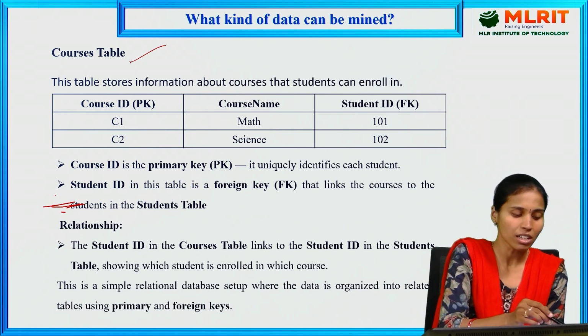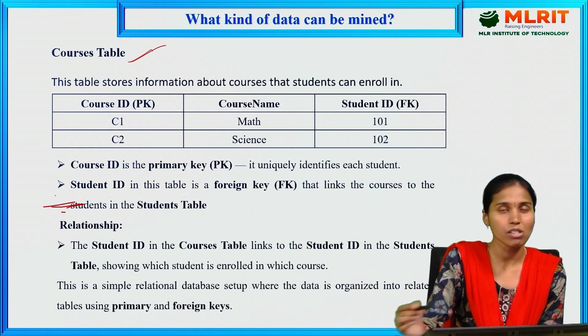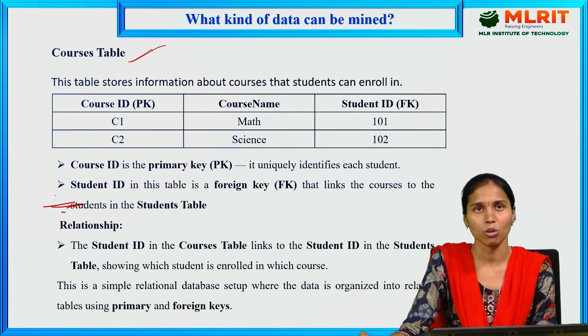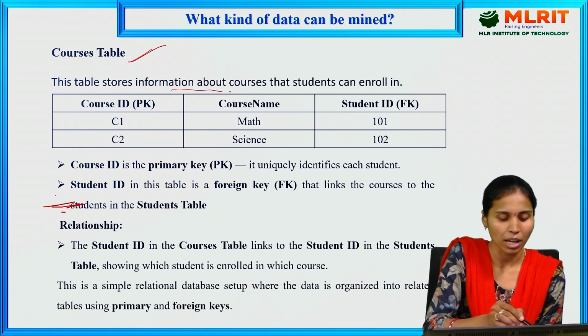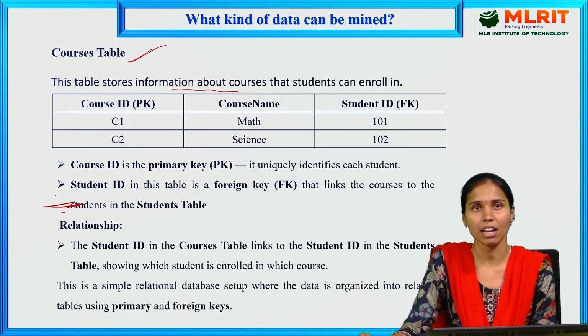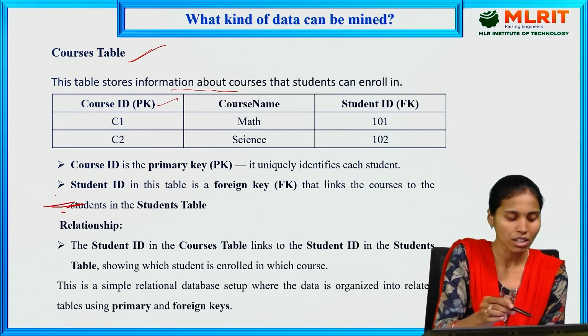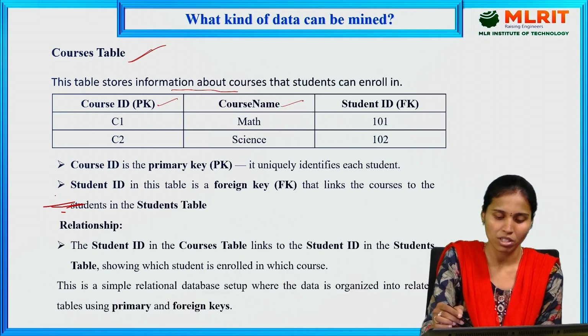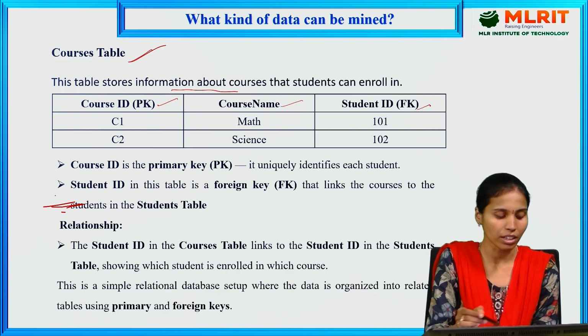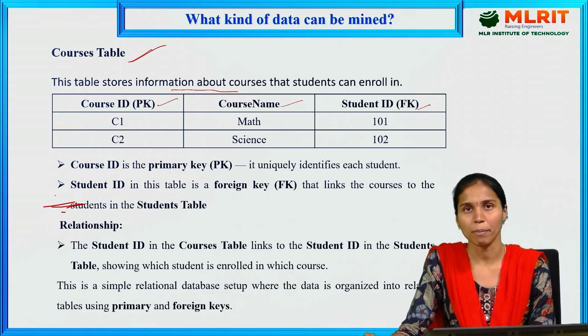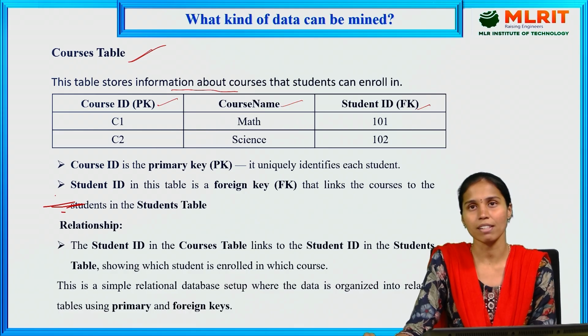Next one is the course table. This table stores information about courses that students can enroll in. In this table we have 3 columns: course ID, course name and student ID. Here course ID is the primary key. It uniquely identifies each course.